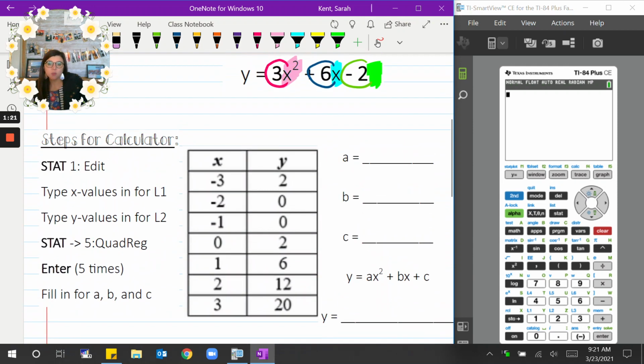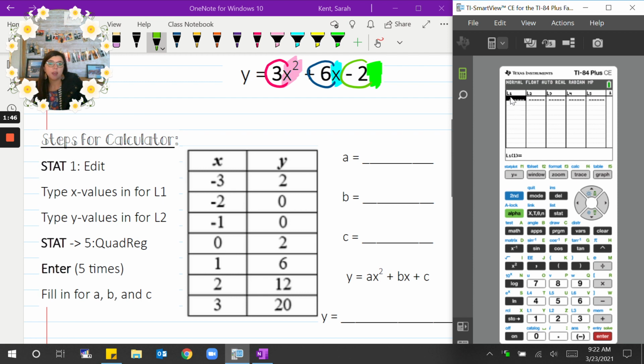All right, first we're going to have this table. Every quadratic regression will have a table. And we're going to start by clicking on the Stat button. For Stat, you'll go to the green, and then over to Stat. Then I want you to use number 1, or Edit. I'll click Enter, and then I can see L1 and L2. My L1 is always going to be X's. So here, X values in L1.